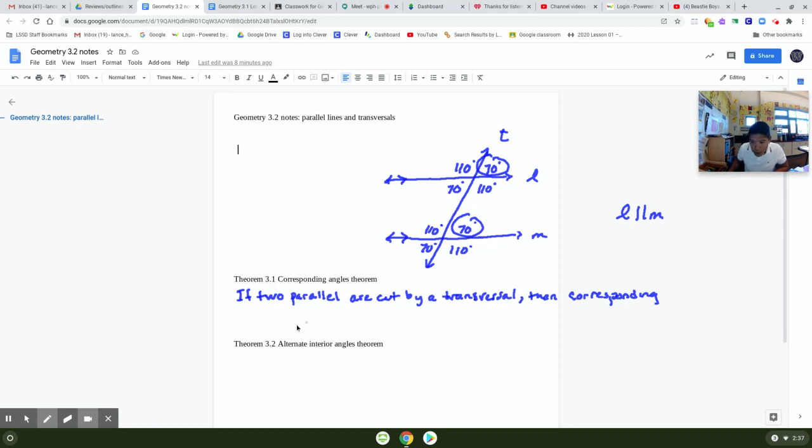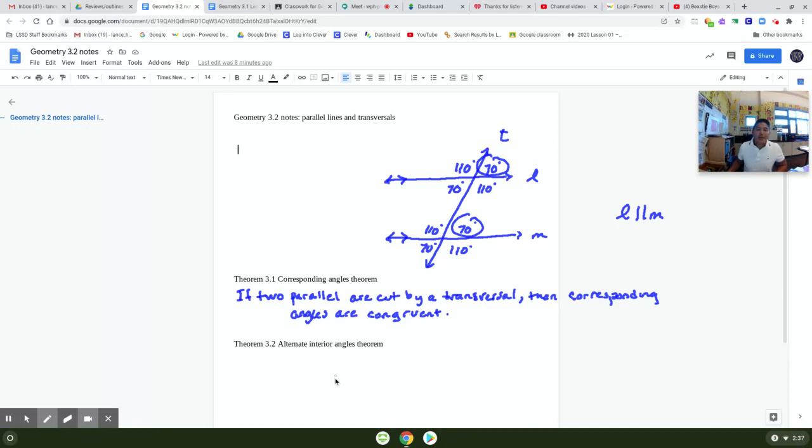Those aren't the only corresponding angles in the diagram. Those are not the only congruent angles in the diagram either. Okay, this 110-degree angle right here corresponds with this 110-degree angle. Those angles are congruent, and so on. These 70-degree angles are congruent. These 110-degree angles are congruent.